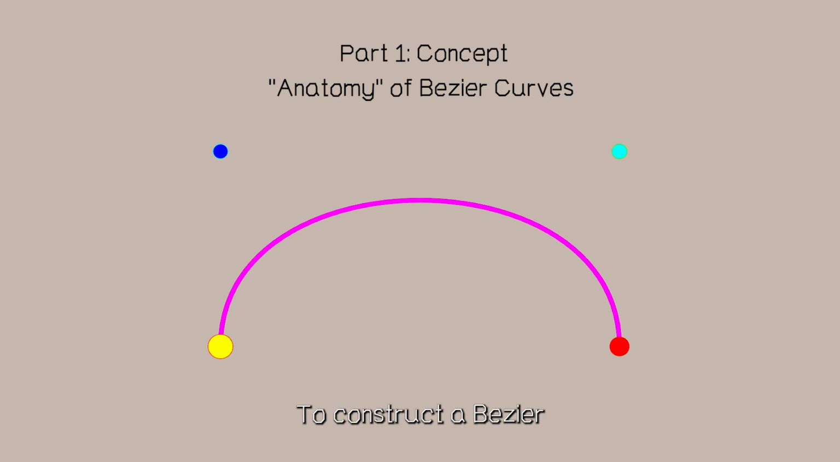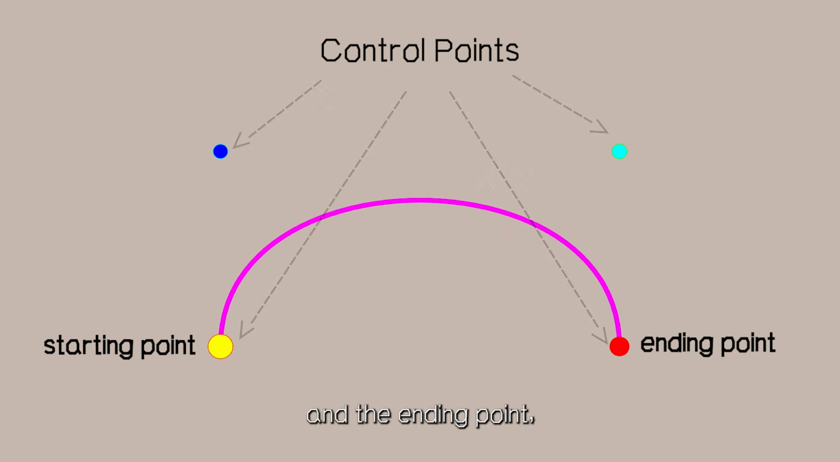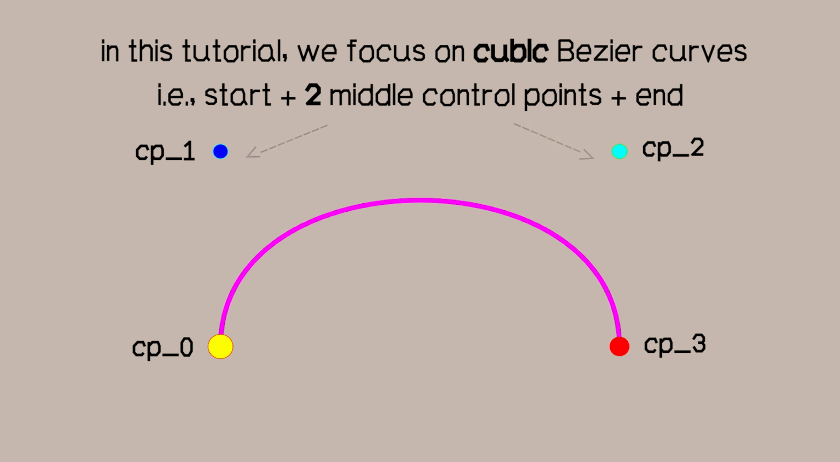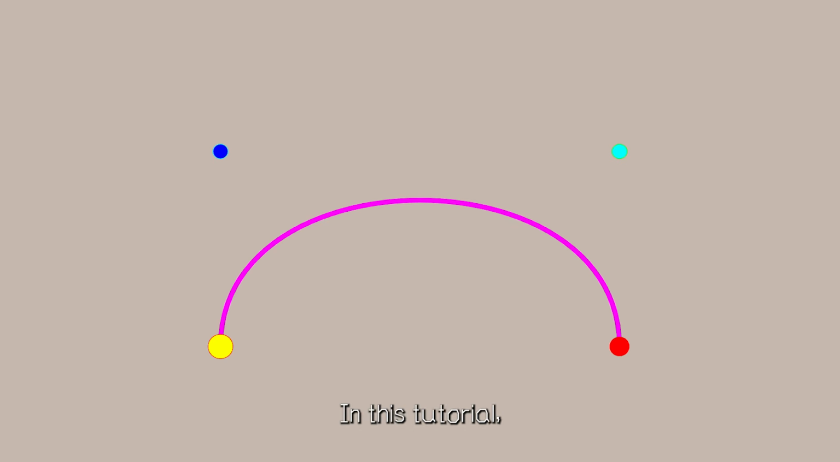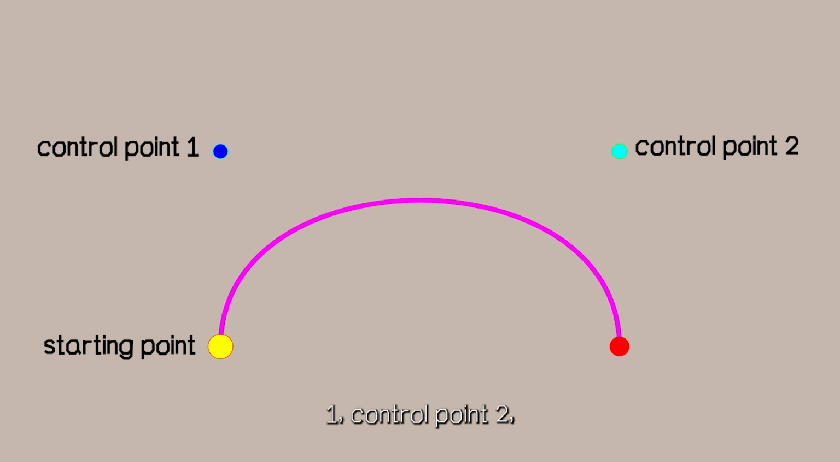To construct a Bezier curve, you will need a collection of control points. Sometimes those control points are also called anchor points. The starting point and the ending point are also called control points. To avoid confusion, in this tutorial, I'm going to refer to those 4 control points as starting point, control point 1, control point 2, and ending point.